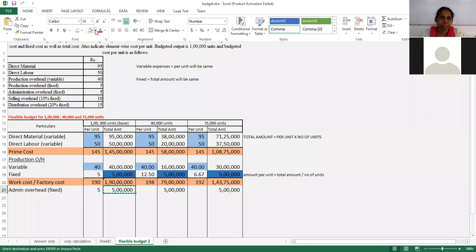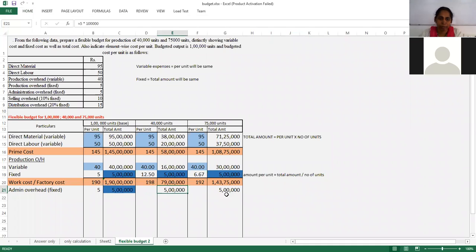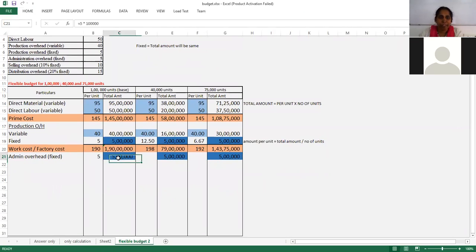So I'm going to change the color. It will be easy for you. Same color. Same thing, 5 lakhs. I don't need to write the dividing again because it is already here. I can copy paste it. So 12 rupees 50 paise for this, 6 rupees 67 paise for this. Okay, admin expenses are over.